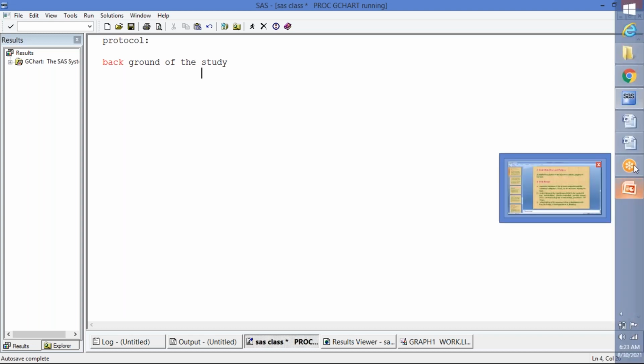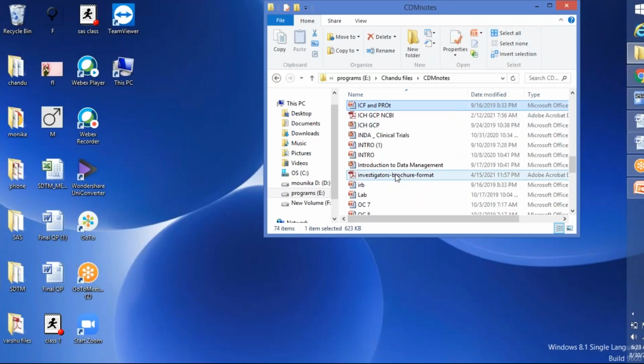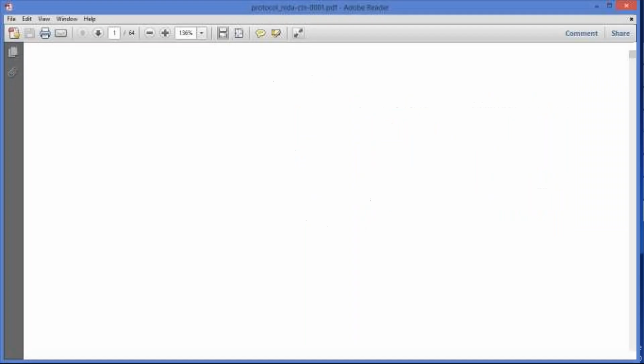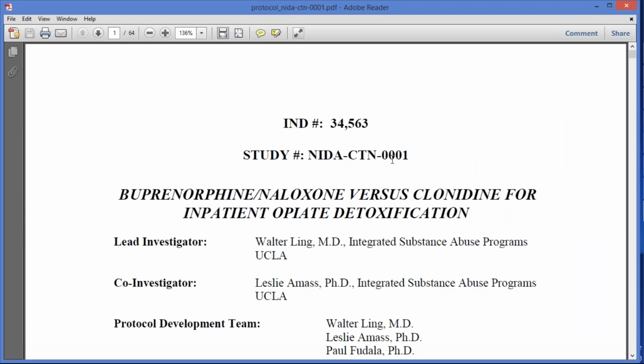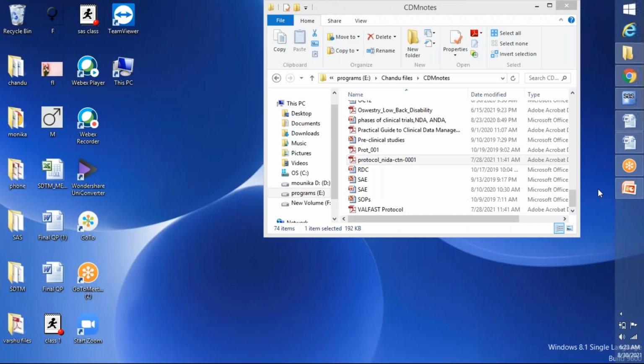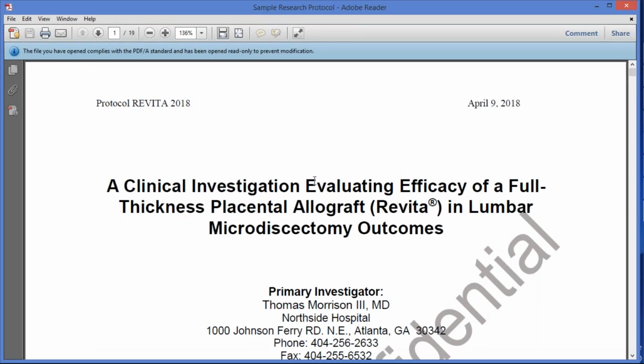Example protocol. Let's see. I'll take one example. I'm going to explain the protocol in that example. Okay, so this is another study that I'm not going to open. This is an easy study. You can see here.